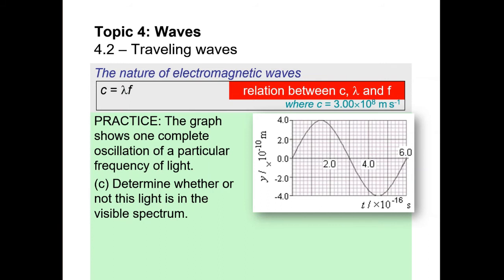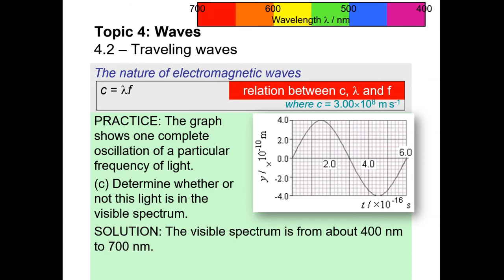Determine whether or not this light is in the visible spectrum. The visible spectrum is from about 400 nanometers, violet, to 700 nanometers, red light. 1.80 times 10 to the minus 7 equals 180 times 10 to the minus 9, and that is 180 nanometers, which is not in the visible spectrum.